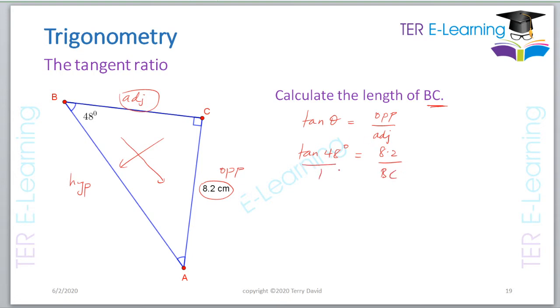All right, again, we're going to have to cross multiply. So put tan 48 over 1. So we're going to cross multiply this way. So if we cross multiply, we're going to end up with BC multiplied by tan 48 degrees is equal to 8.2. So therefore BC is equal to 8.2 divided by tan 48 degrees. 8.2 divided by tan 48, and you're going to get 7.38 centimeters.